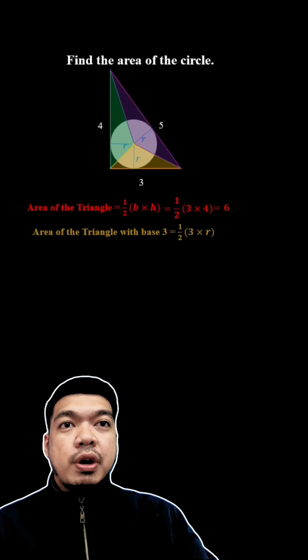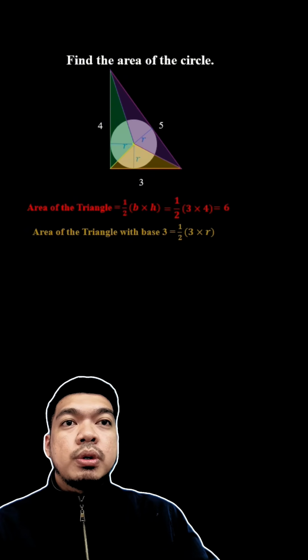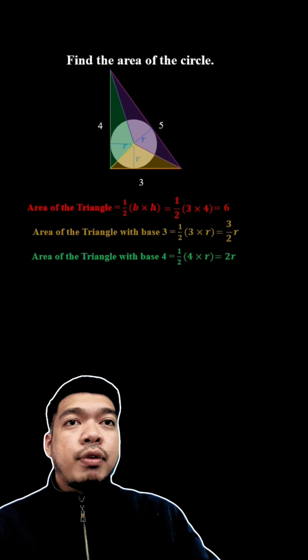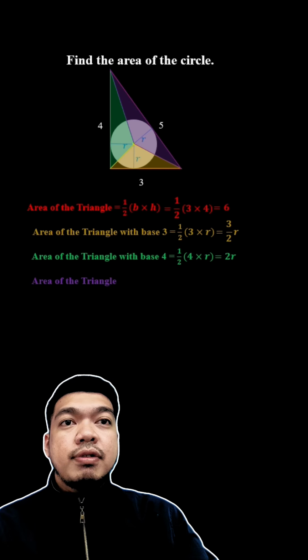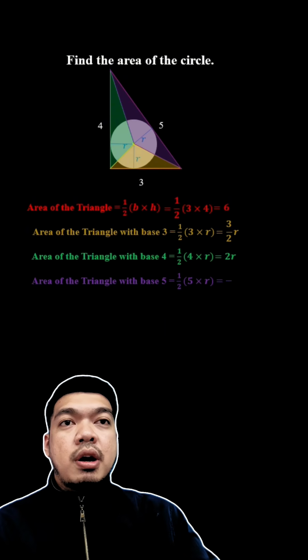Okay, let's find the area of the first triangle, with a base of 3 and a height of radius r. So that will be 3 times r divided by 2, which is equal to 3/2 r. For the second triangle with the base of 4, it will be 4 times r divided by 2, which is equal to 2r. And for the triangle with the base of 5, I am going to multiply 5, the base, and the height r, divided by 2, which is equal to 5/2 r.